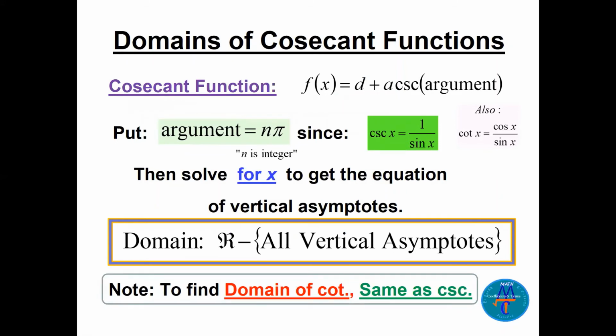The domain of the cosecant, we mentioned before, is the same as the domain of the cotangent. Why? Because they have the same denominator. To find the domain, you have to look where the denominator is equal to 0. So we put the argument equal to n pi, where n is an integer, and then we solve for x. That equation, we call it the equation of vertical asymptotes. The domain will be all real numbers except the vertical asymptotes.